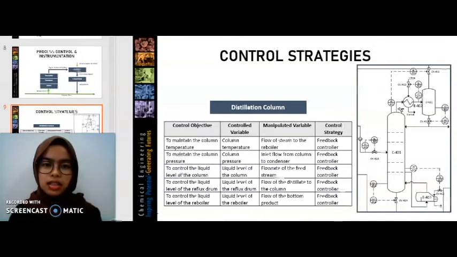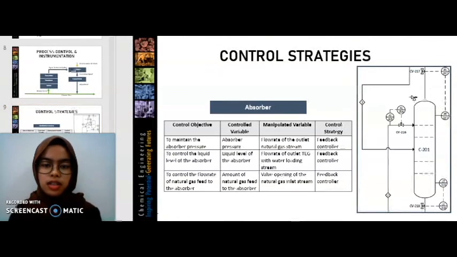Next, the liquid level in the distillation column will be maintained. The flow rate of the feed stream will be adjusted to ensure the liquid level is maintained at the target level and to prevent liquid overflow in the column. A similar mechanism is applied for maintaining the liquid level in the reflux drum and the reboiler.